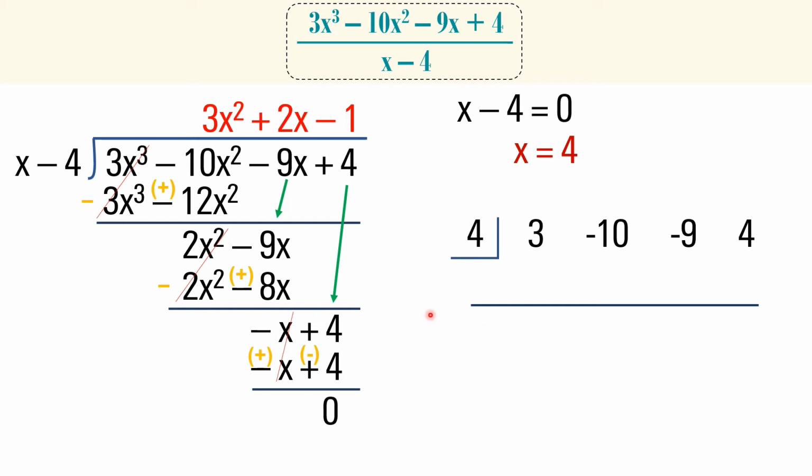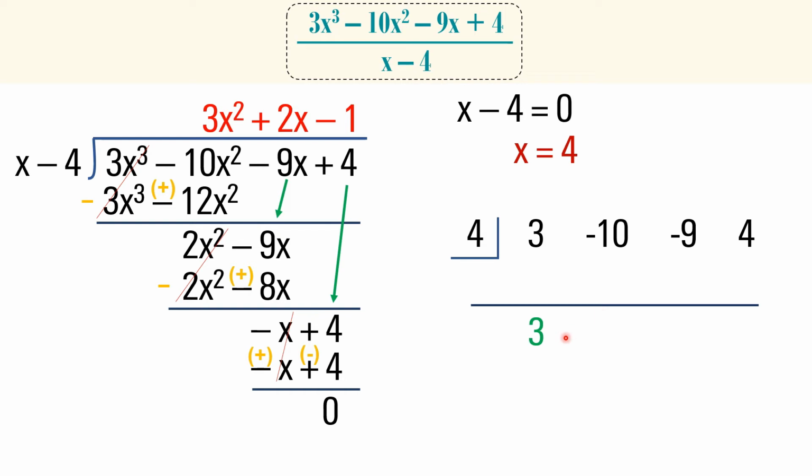So let us start. The first step is bring down the coefficient of the first term. So we have +3 here. And then, after you bring down the first term, we have to multiply it to the divisor, okay? And then add it to the next term. And just continue the process. Multiply, then add, multiply, add, multiply, add.